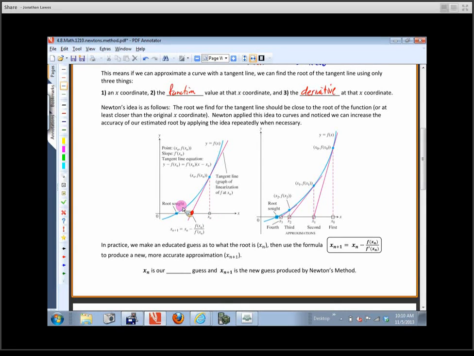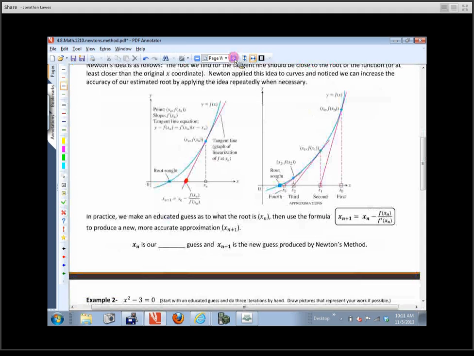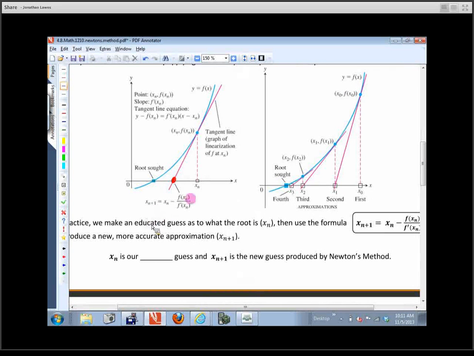Okay? And again, the cool part about our guess right here: x of n plus 1, that's going to be the next guess. And it's written in terms of those three things. What's the old x-coordinate? What's the function value at the old x-coordinate? And what's the derivative at that old x-coordinate? Just those three things will find a better approximation for the zero or the root or the x-intercept or whatever word you want to use.